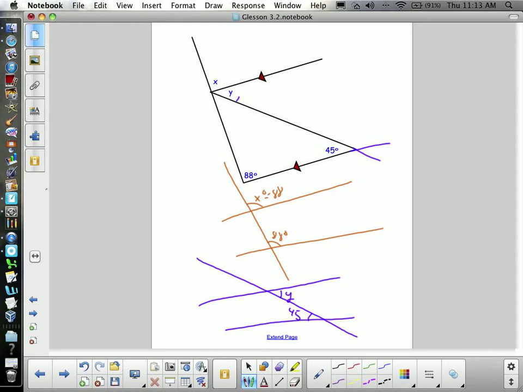I just took these lines and I extended them. You can extend a line as far as you want. Yes, they're lines. They're drawn as segments, but I can go ahead and make them longer. And what some people do is they take a piece of paper, set it over that, and trace it with longer lines so you can see what's going on.